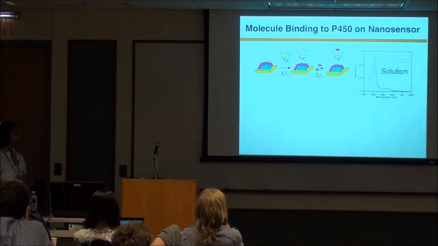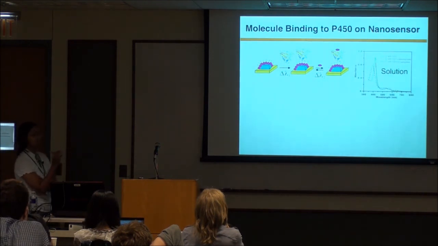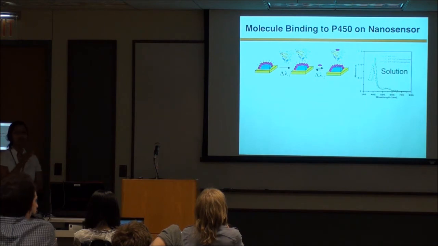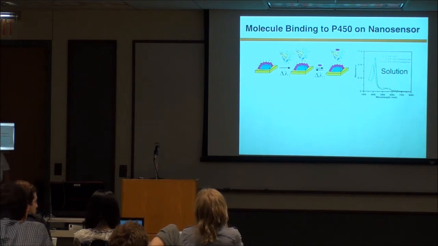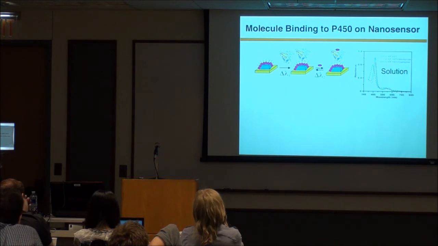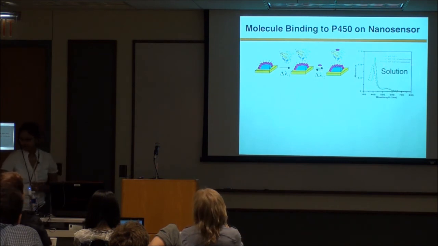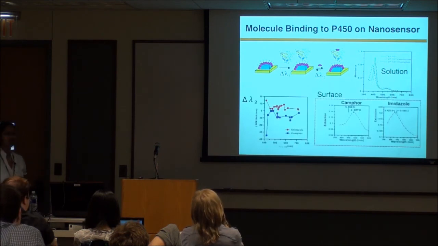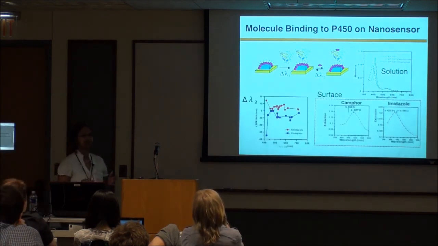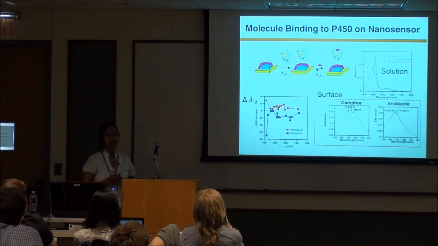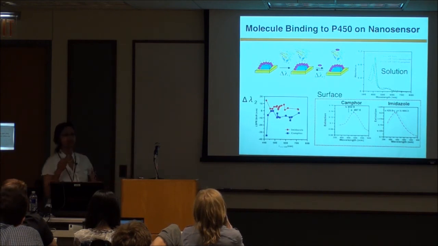So that's for the first step, and we see the same phenomena as we saw for the different dye molecules we studied before. Now, what do we see when we have the drug molecule? When the drug molecule binds, in solution we see a positive shift for imidazole, and with camphor we see a blue shift. And interestingly, that's what we see when we do these studies on the surface. And this was actually the first time anybody could see a blue shift.